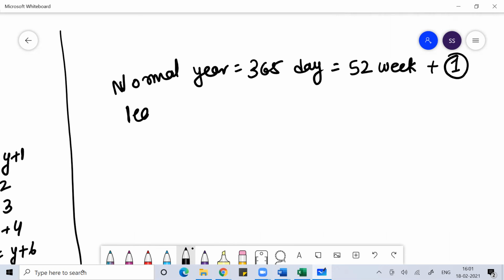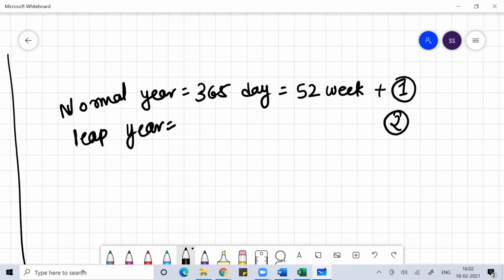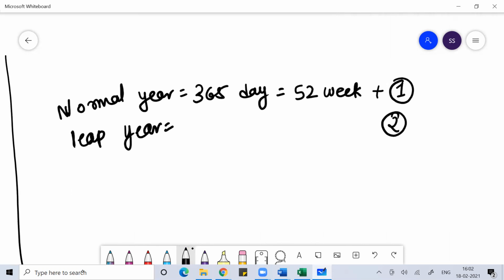In case of a leap year, you have two extra days, two odd days. So in case of a normal year, you have one odd day. In case of a leap year, you have two odd days. So when you say odd days, these odd days are very important.